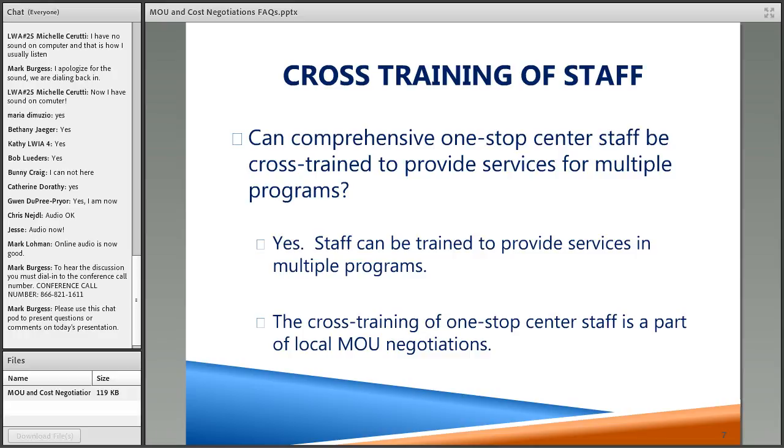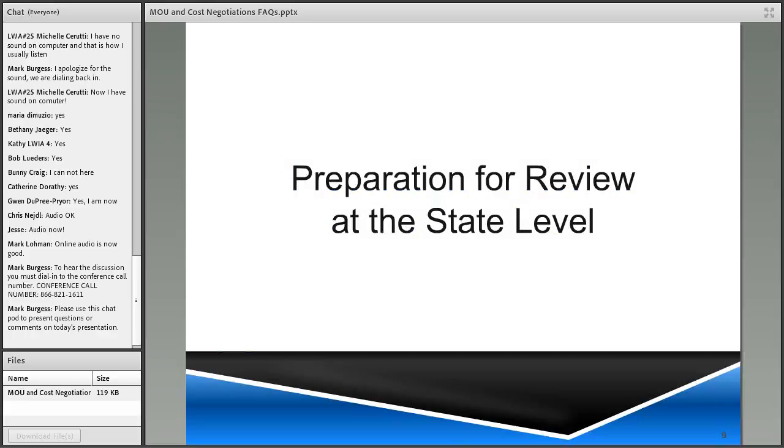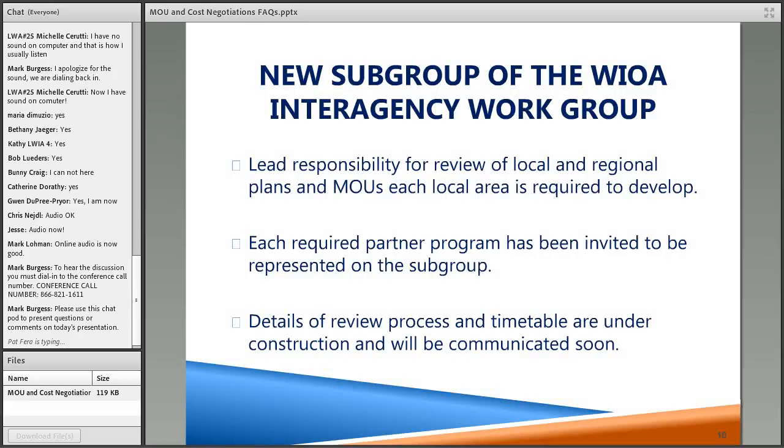So let me just shift gears. That's a little bit of additional detail about FTE contributions, as there were a number of questions you saw in the MOU FAQ document related to that. Now, just real briefly, I want to cover where we are on the preparation for the review of regional and local plans and MOUs at the state level.